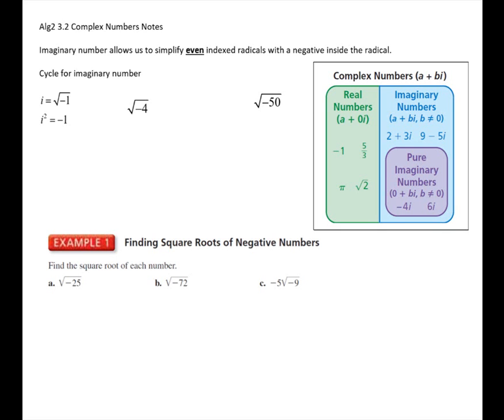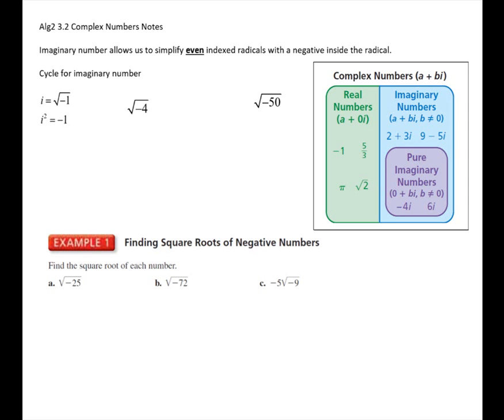Algebra 2, lesson 3.2, complex numbers. So all the numbers that we've encountered prior to this lesson were considered real numbers, right? So we could have decimals, negatives, positives, square roots, fractions. These are all just considered real numbers.